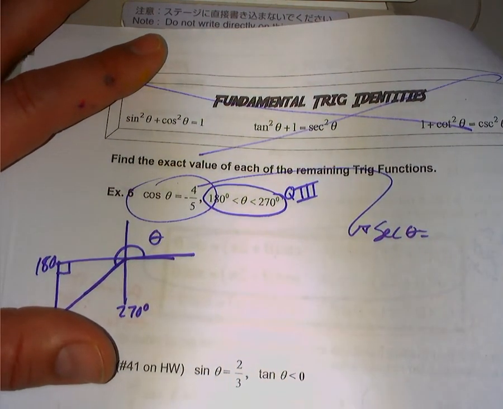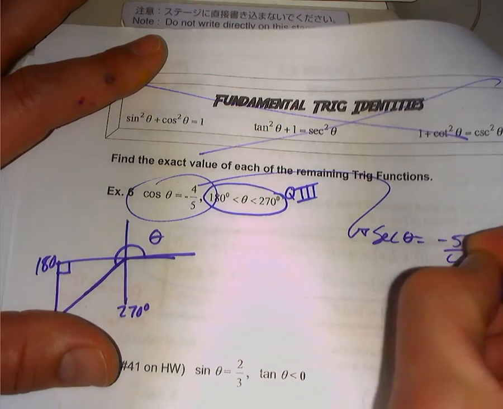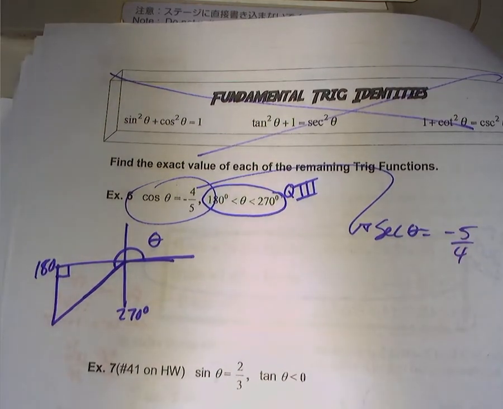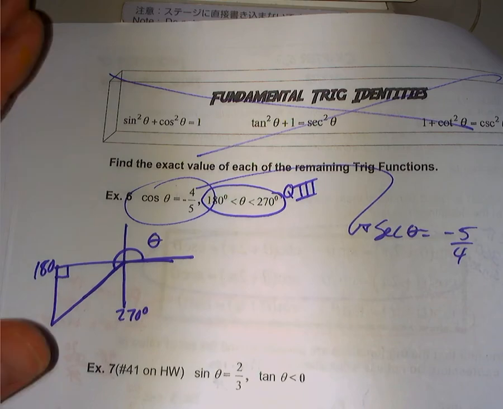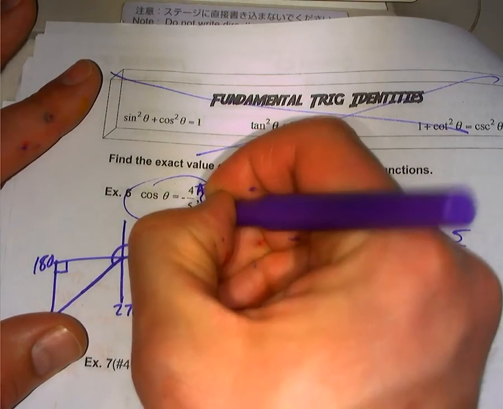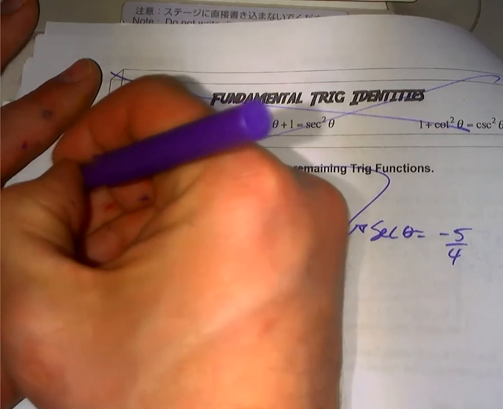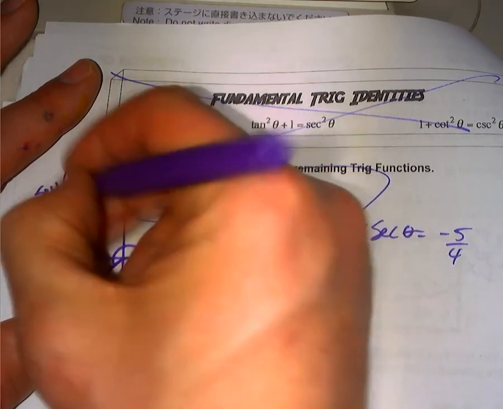What is secant? What's h over a? Negative 5/4. So you got 1 point right now. If you don't know what else to do from here on out, at least you got that guy. Now I've got my triangle drawn in quadrant 3, and they gave us 2 sides, believe it or not. They gave us A and H.